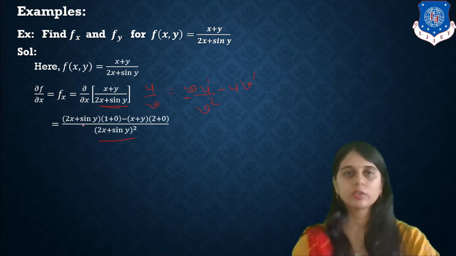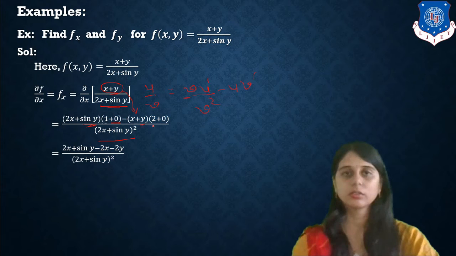V as it is, differentiation of u with respect to x. So it is 1, and with respect to x, the differentiation of y is 0. Then 1 plus 0, then minus u as it is, differentiation of v. What is differentiation of v? 2 plus 0, because x gives 2 and y is a constant with respect to x. Solve this equation, we get (sin y minus 2y) upon (2x+sin y) whole square as the answer for fx.